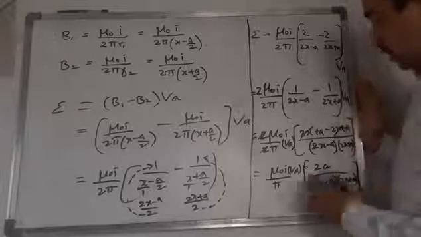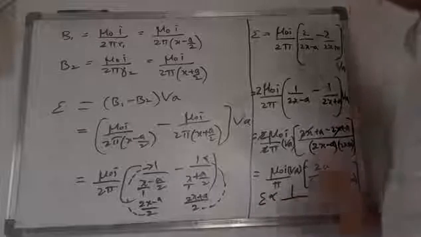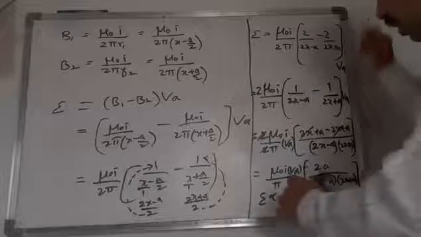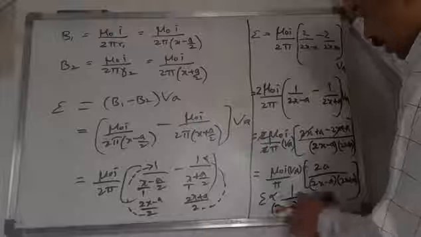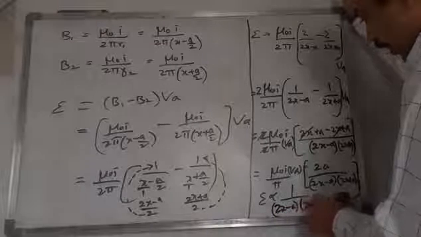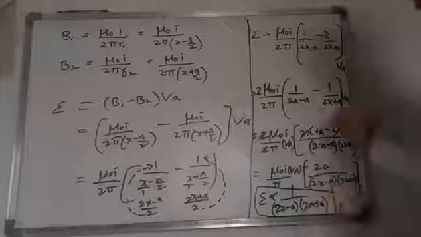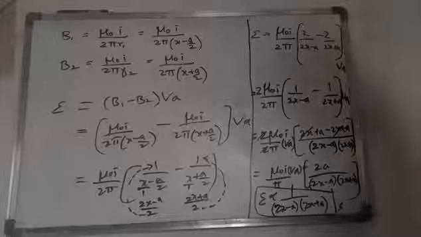Overall we understand that epsilon is inversely proportional to (2x minus a) into (2x plus a). Like this we can understand how the EMF is proportional to the things. Okay, right. Next problem.